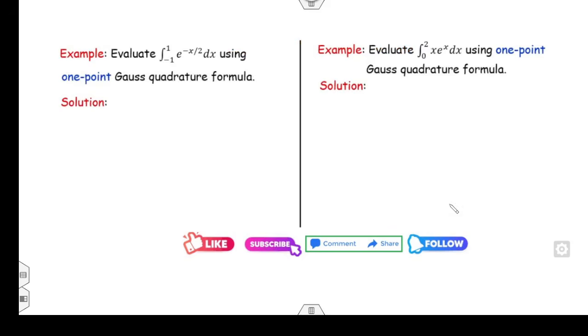I will explain this with the help of two numerical examples. The first example is where you can apply the Gauss quadrature formula on the limits minus 1 to plus 1, and in the second case the limit is from a to b.